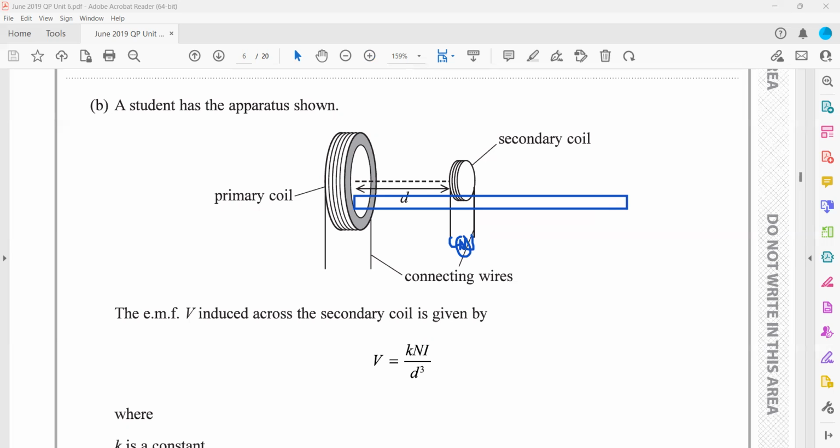And the distance is there. How do we measure the distance? By using a meter rule or a meter scale.